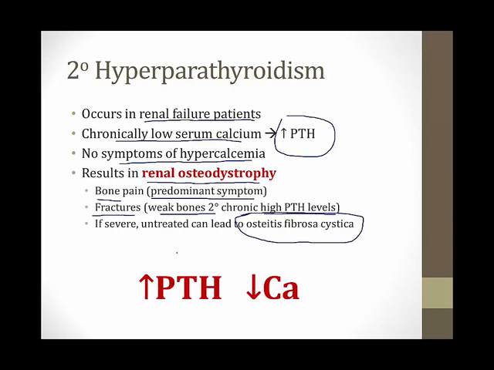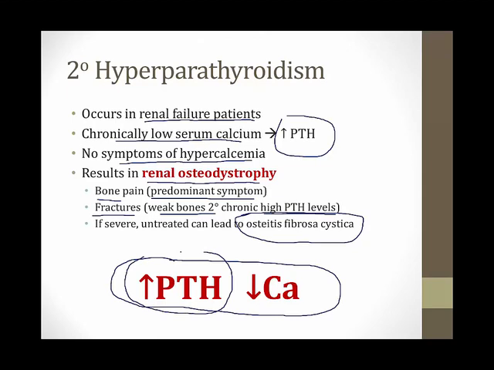And at the bottom of the screen, I've written the findings you will see on serum testing in secondary hyperparathyroidism. You will see high parathyroid hormone levels and low calcium. This is actually the normal response of the parathyroid gland. Like I said before, it's just a problem because this elevation of parathyroid hormone goes on unchecked for long periods of time.